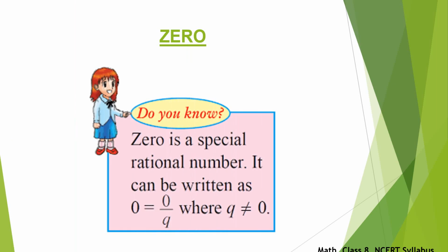Now let us know some interesting fact about 0. Now 0 is a special rational number as it can be written as 0 = 0 by q, or 0 by any positive number, because if I write 0 by 1 it is also equal to 0. If I write 0 by 2 it is also equal to 0, where my denominator, that is q, is not equal to 0. So we can always call 0 as a special rational number.